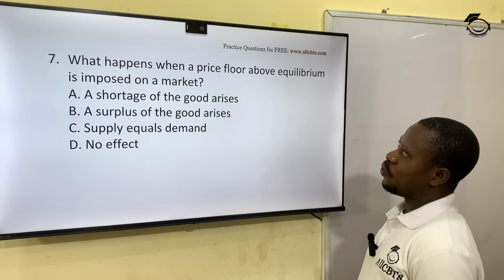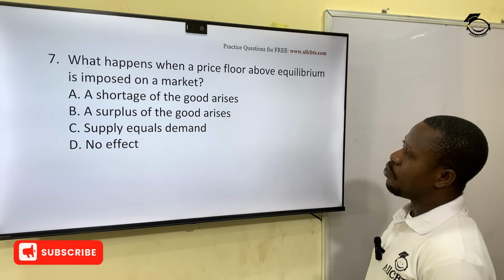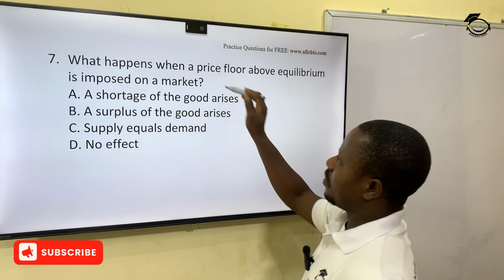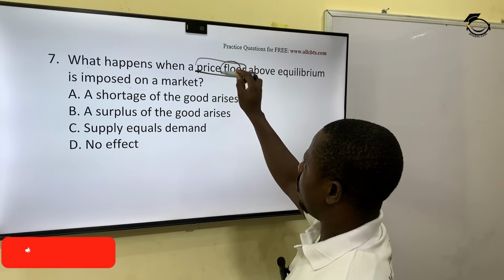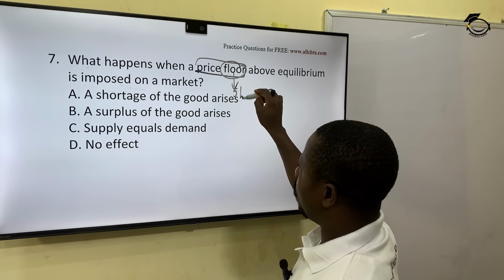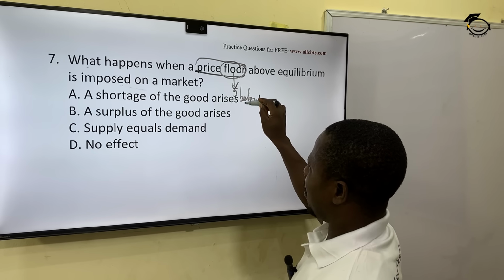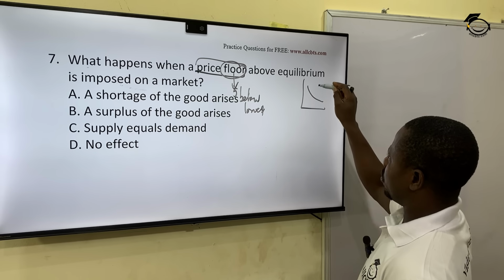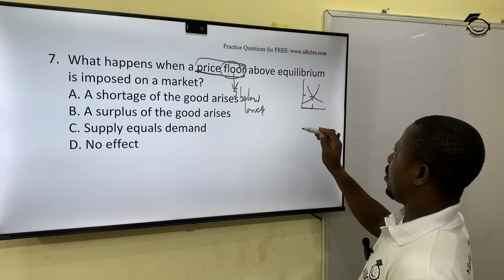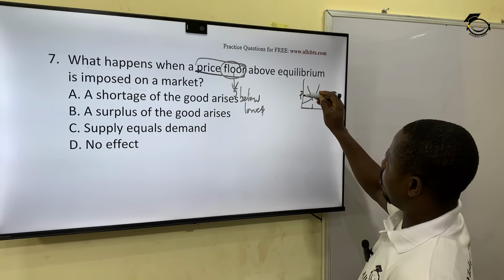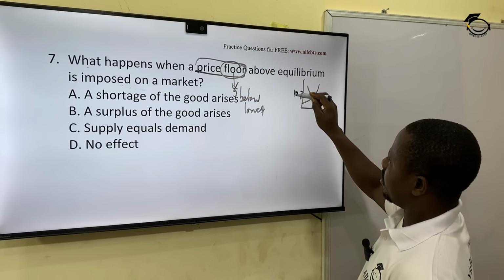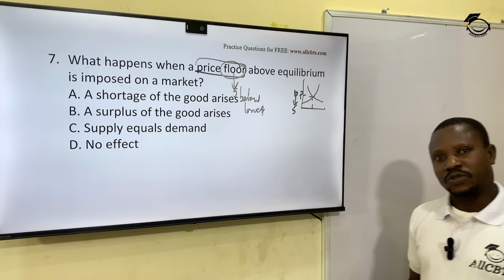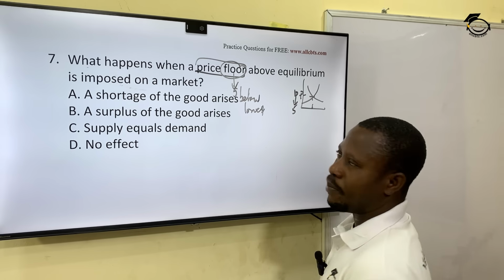What happens when a price floor above equilibrium is imposed on a market? Now, when we say price floor, from the word floor, what is floor? On the ground, below, lowest. So when this is the equilibrium price, like I showed you in the first question we answered today, assuming the price is 10 naira, and the price now falls to 5 naira, from the explanation I gave to you on the law of demand and supply, what do you think will happen?